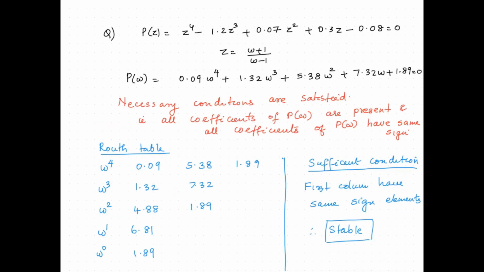Now we consider an example. Here P of Z is given like this, and when you apply the bilinear transformation, we get an equation for P of W. Here the necessary conditions are satisfied, that is, all the coefficients of P of W are present and all the coefficients of P of W have the same sign. Now we form the Routh table as mentioned in the previous slide. So we have the Routh table. We can see that the first column elements are of the same sign. Hence the system is stable.